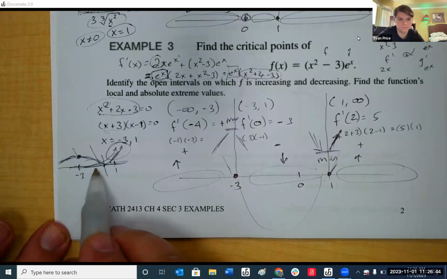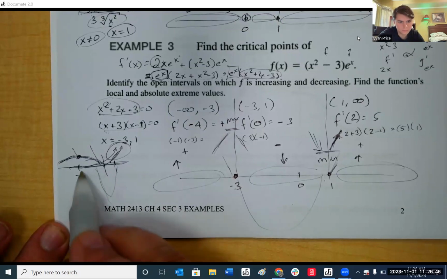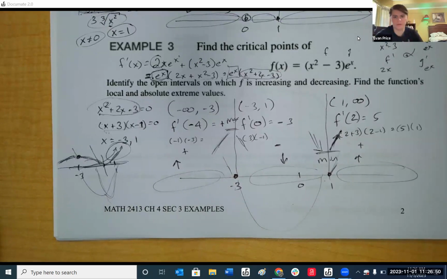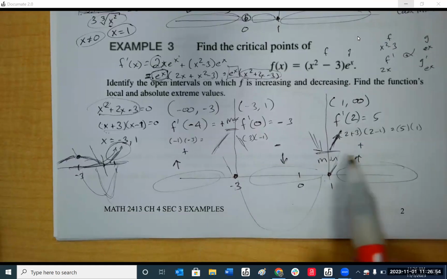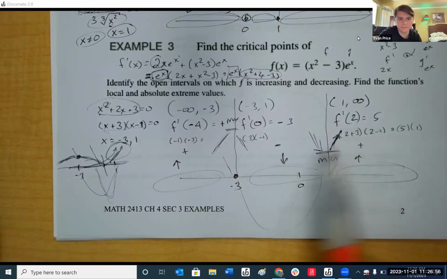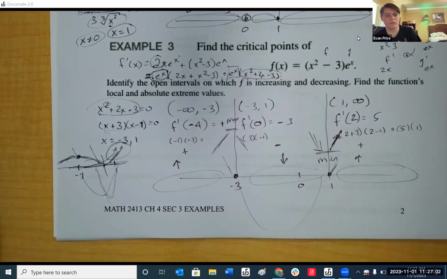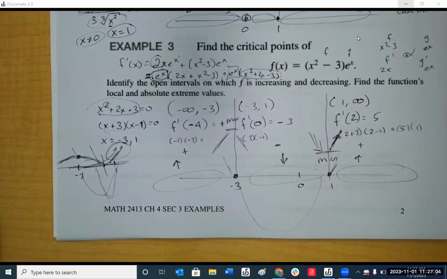So in other words, the graph has to be below here in this interval, over -3 to 1. That's going to be the quadratic equation, because the quadratic is negative between those two, and the exponential is always positive. So that's why we have to look at both of them.